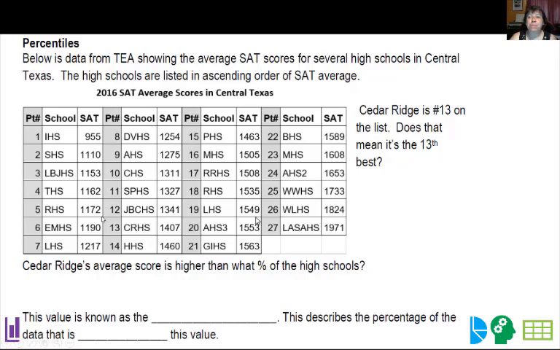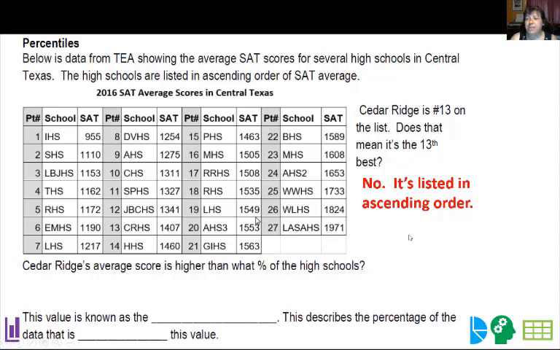So below is some data from TEA showing the average SAT scores for several high schools in Central Texas. This is from 2016. And Cedar Ridge, where I teach, is number 13 on the list. Does that mean it's the 13th best? Well, no, that's because this list is in ascending order of score. Sad to say, for IHS, they have the lowest score, and the highest score is the Lhasa High School system.